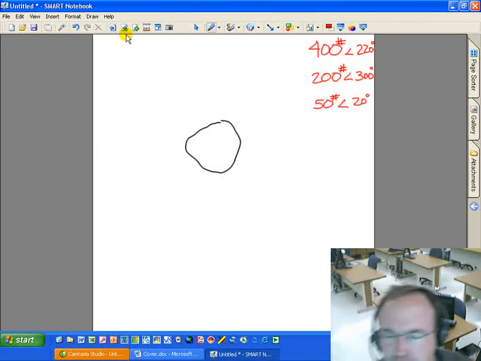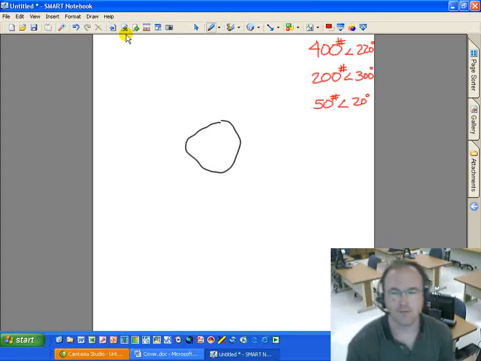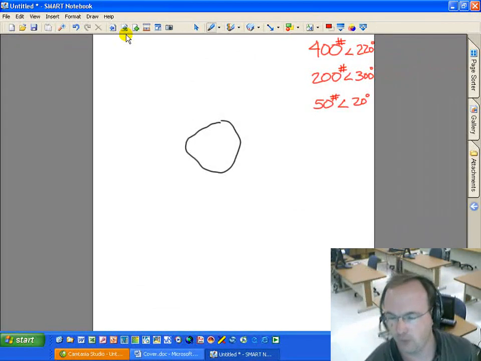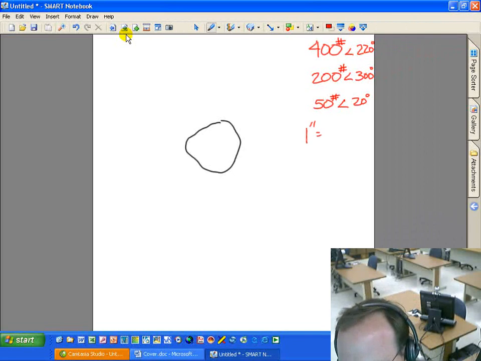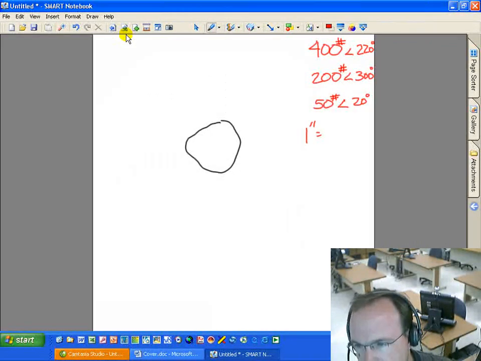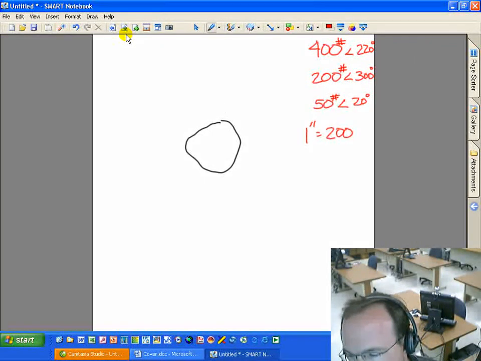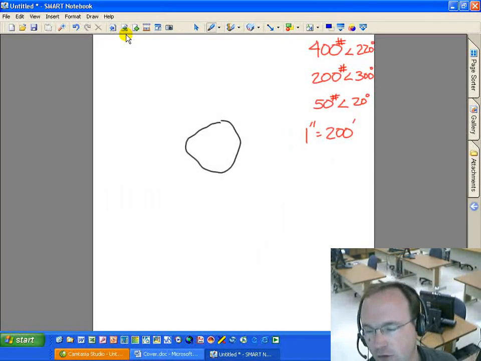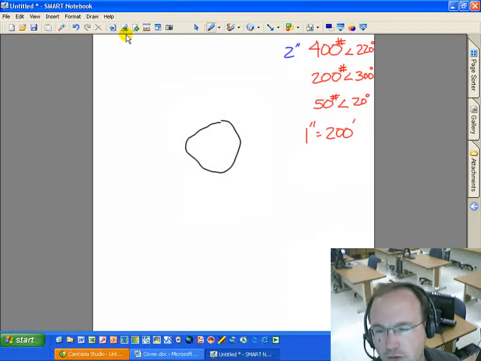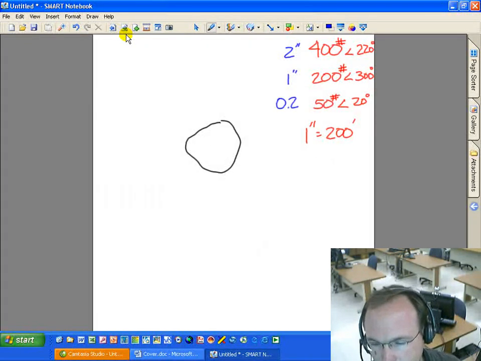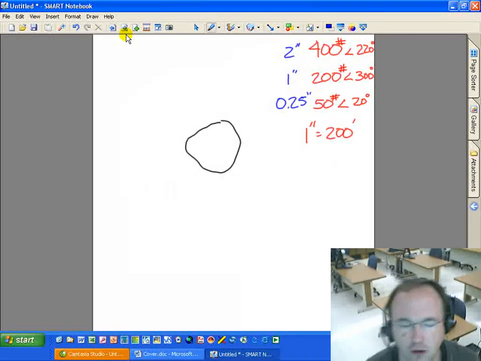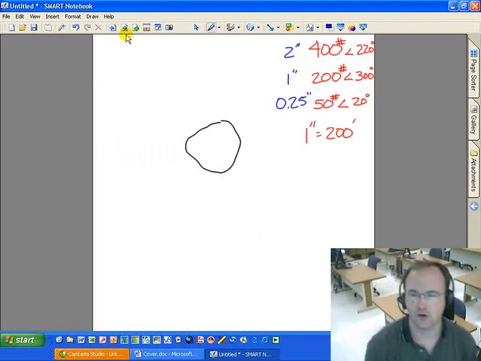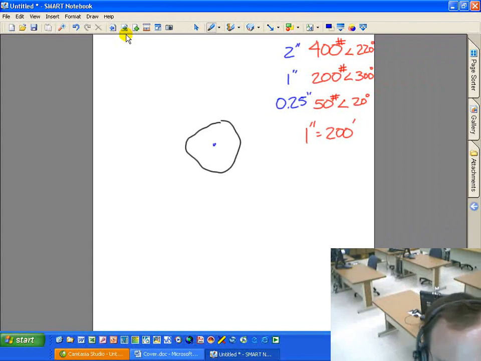So what I do, I graphically can draw these on a scale. I'm going to say 1 inch equals 200 pounds. So if that's my scale, the lengths of my lines are going to be 2 inches, 1 inch, and 0.25 inches long when I graphically draw this. I'll draw this right on my object.